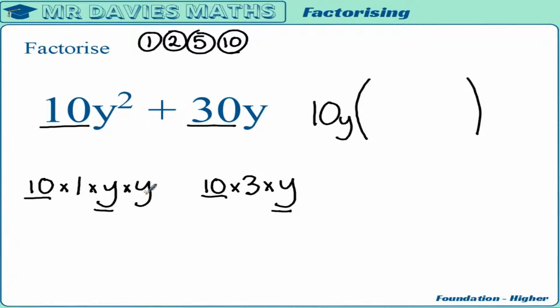So I've got a 1y over here. I'm going to write just 1y. And on this side, I've got a 3. And it's a positive sign, so a positive sign. There we go. That's been now factorized.